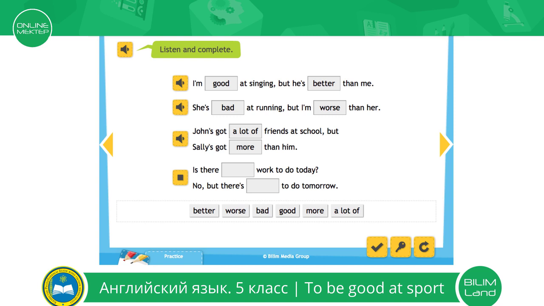Next sentence. Is there a lot of work to do today? No, but there's more to do tomorrow. Let's listen and check. Is there a lot of work to do today? No, but there's more to do tomorrow. Very good.